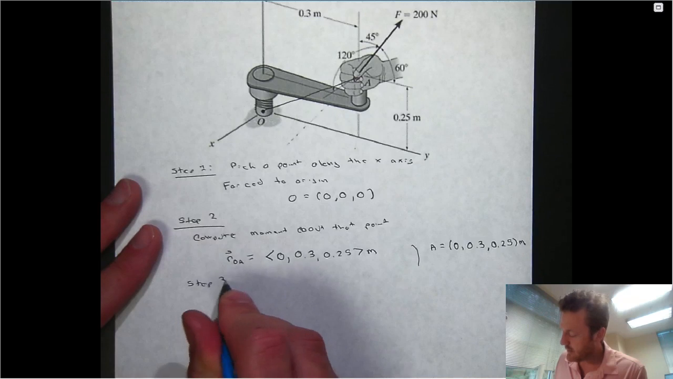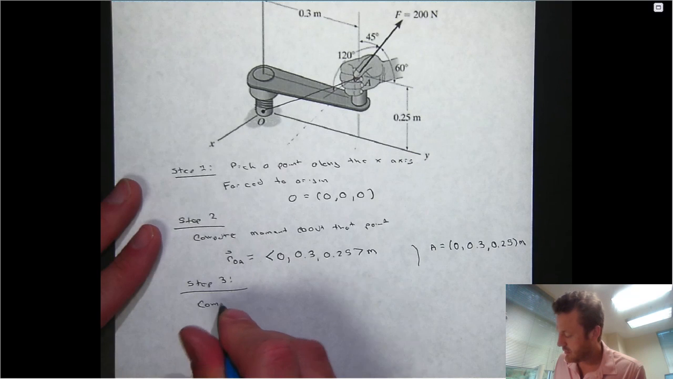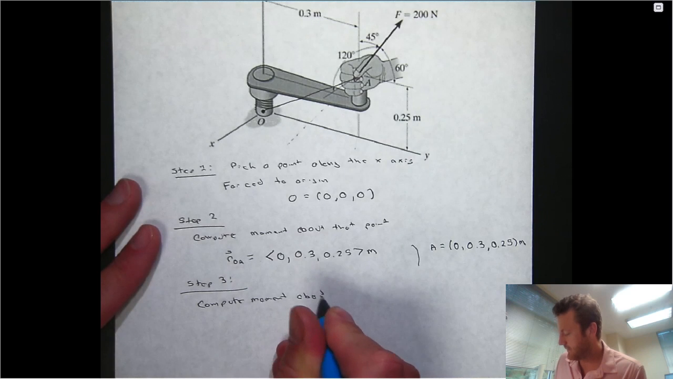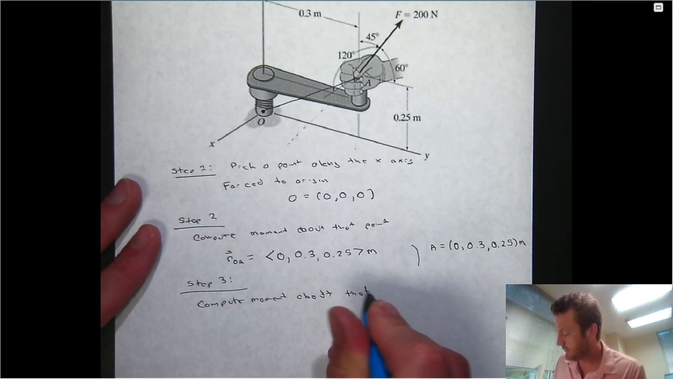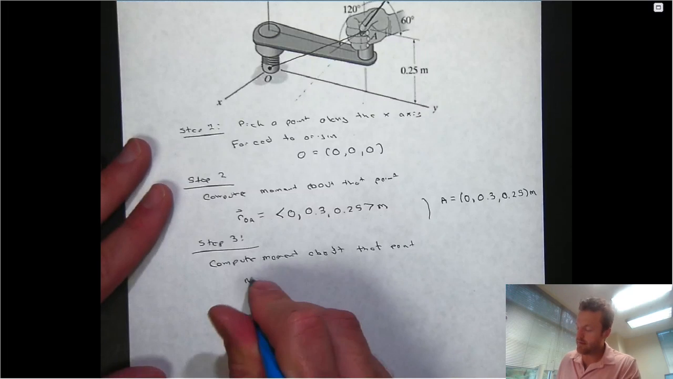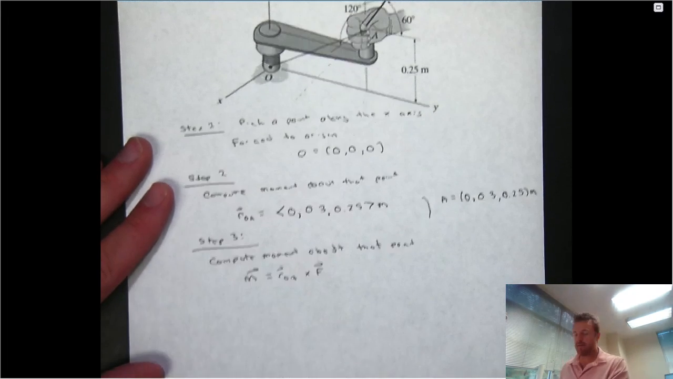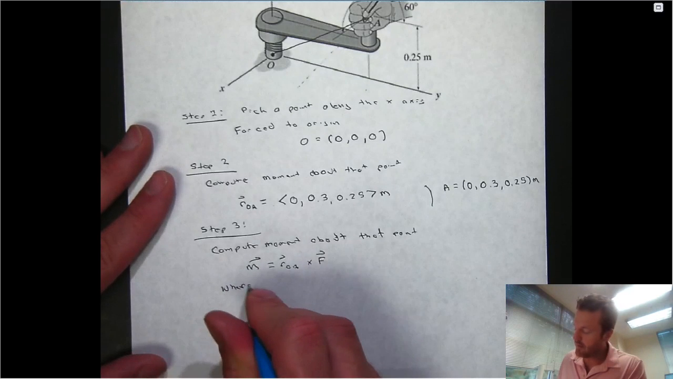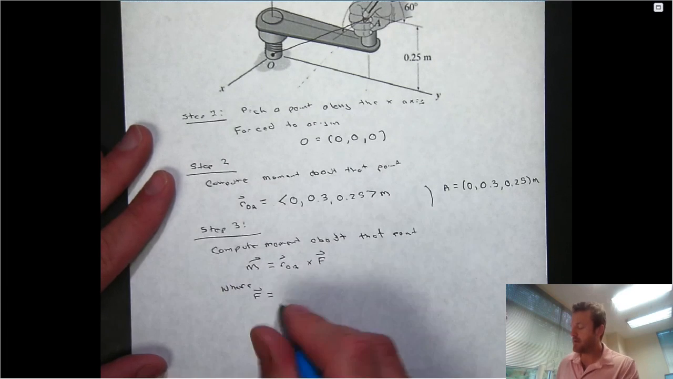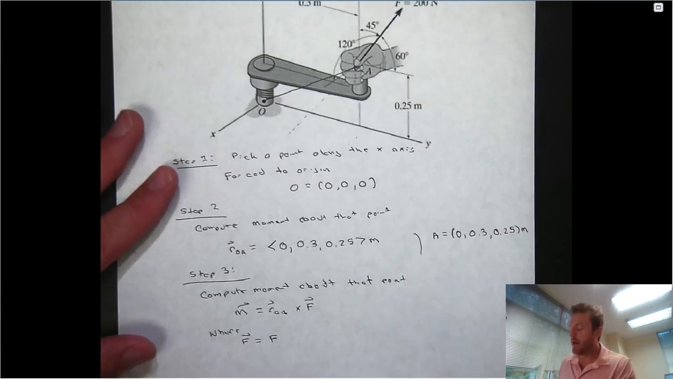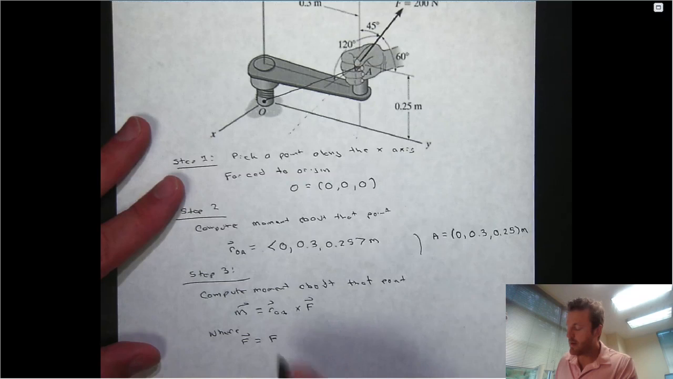Step 3, all that we need to do is compute the moment about that point. And we will do that by taking the cross product of the position vector and the force vector. Now, how would we define what that force vector is? Well, we can remember that we can always decompose any force vector if we know its coordinate angles by weighting each by its direction cosines. So any force can be written as the force magnitude times a unit vector directed along its line of action.